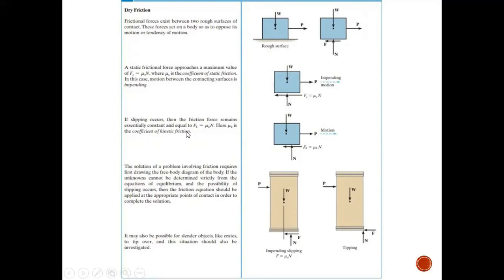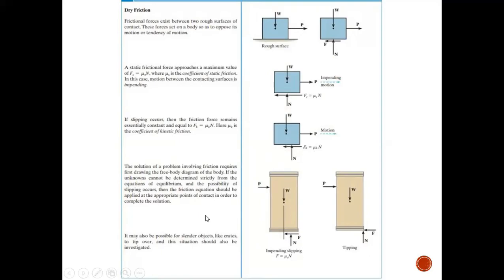If slipping occurs, then the friction force remains essentially constant and equal to Fk equals mu k N, where mu k is the coefficient of kinetic friction. So when the object is moving, the force is also opposite to it, and mu becomes the coefficient of kinetic friction.